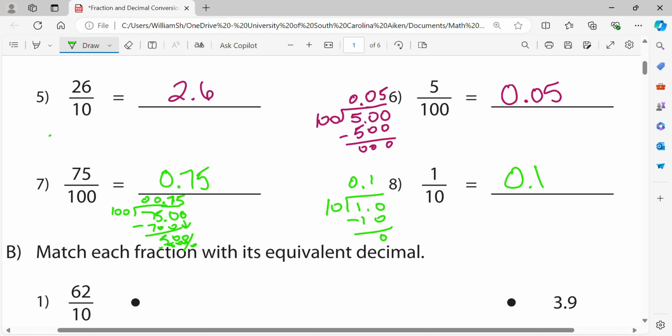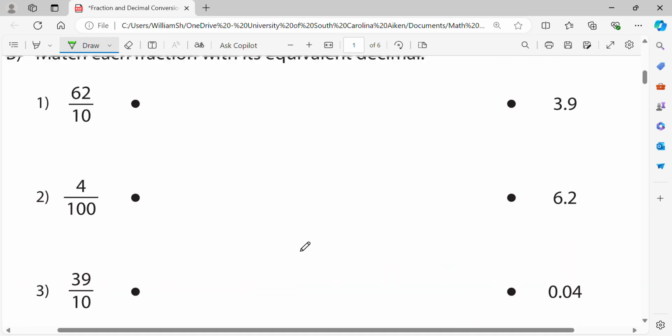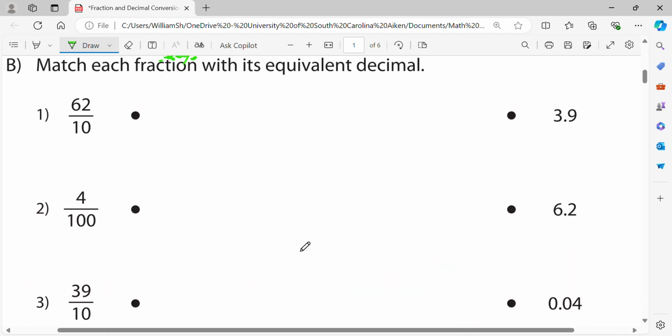In college, we don't really mess with remainders. We want the full decimal, or we want the fraction, one or the other, and we will tell you what we want. Let's look at this set of problems here. In this set of problems, it says match each fraction with its equivalent decimal.